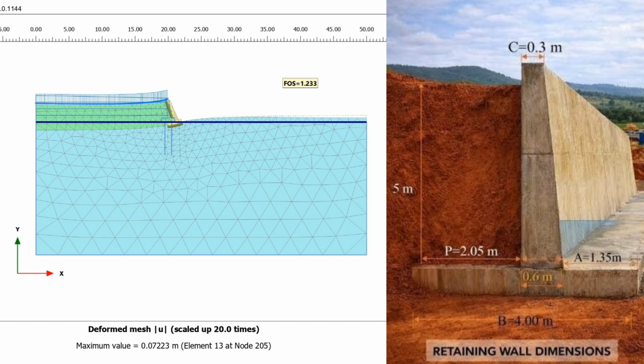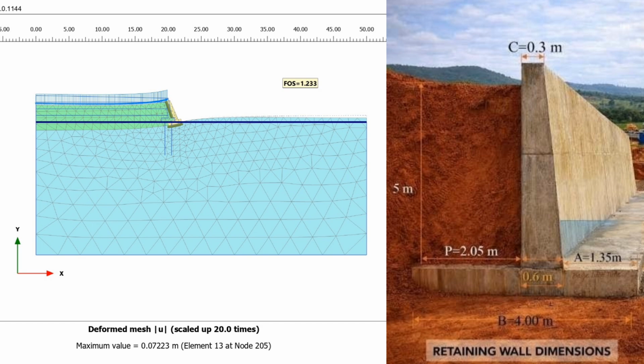So as you look at the two pictures, the right picture shows the actual retaining wall on the site, and the left photo shows the model, and the output from the software after the design shows that the factor of safety of that slope is lower than the minimum factor of safety for a retaining wall. So this shows that the retaining wall is going to fail.